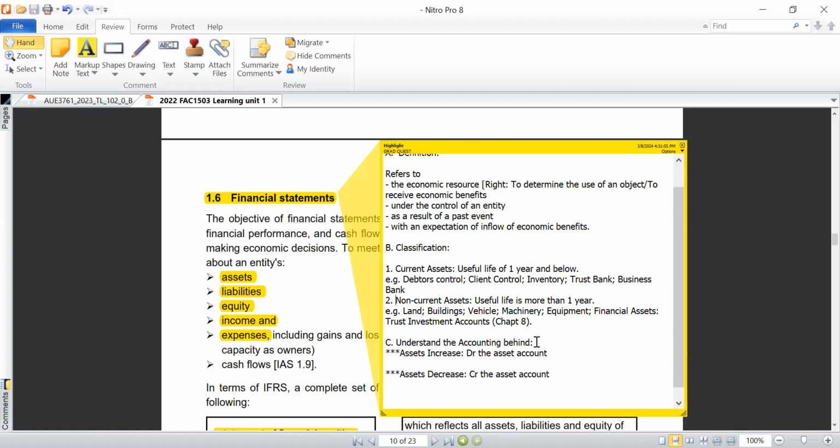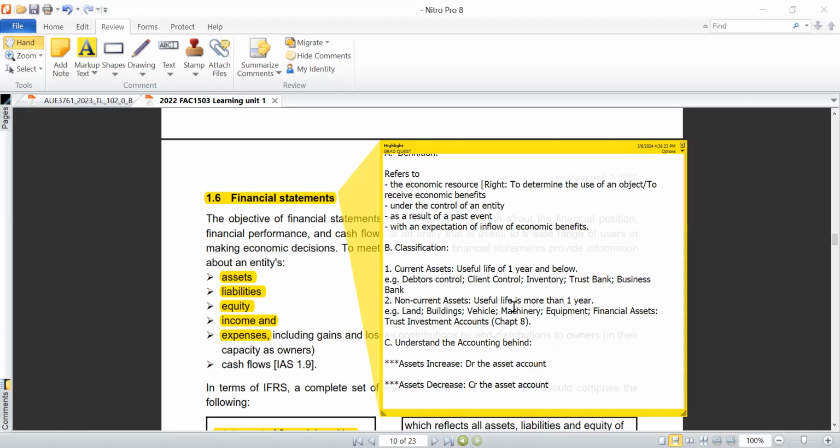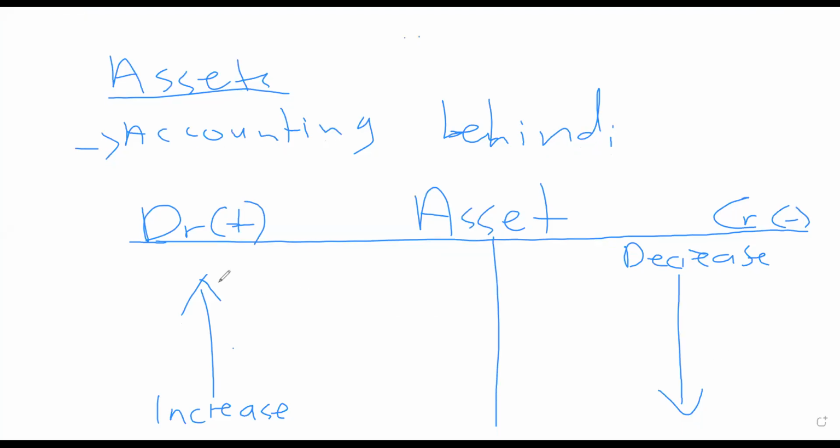And then the accounting behind it is such that assets would always increase on the debit side of the ledger, which is what I was showing you earlier on from the whiteboard screen, to say assets would always increase on the debit side and they'll always decrease on the credit side. Now, I want to answer the question: what are those events that cause assets to increase on the debit side? So assets increase when we purchase new assets.